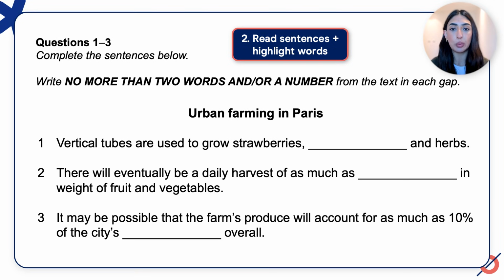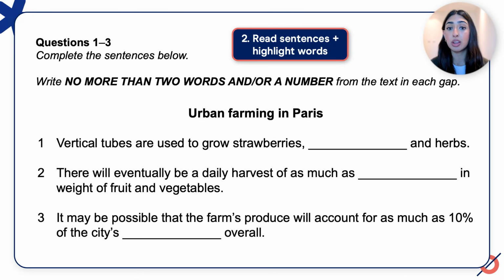In step 2, we need to read the sentences and highlight keywords. What could the keywords be? First, let's read the sentences. Number 1 says, vertical tubes are used to grow strawberries, blank, and herbs. The comma after strawberries and the word and after the blank tells us that there's a list of things being grown with vertical tubes. I think the keywords could be vertical tubes, strawberries, and herbs.